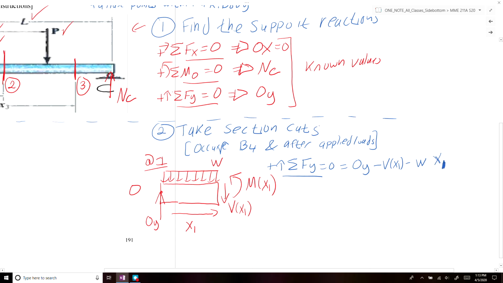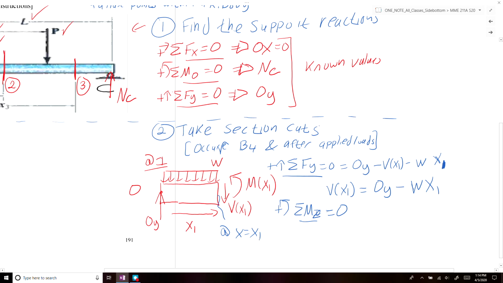Alright, so if we solve for V of x1, it's going to be equal to OY, which is a constant number, minus W x1. Alright, so we can follow the same process for the moment. So we take the moment about the right hand side, so at x is equal to x1.